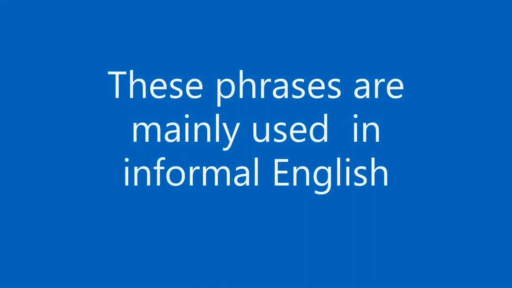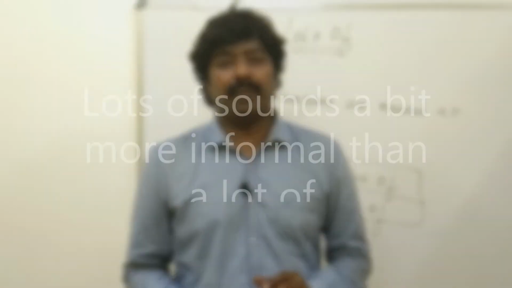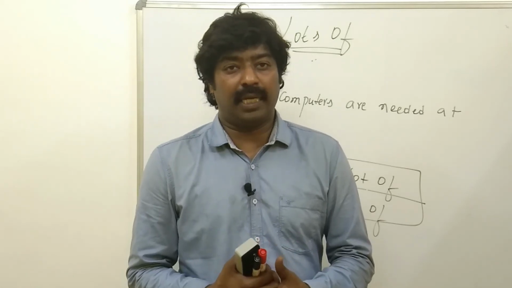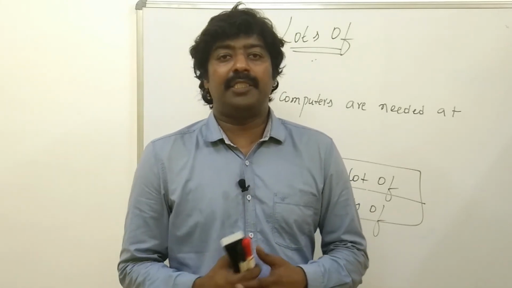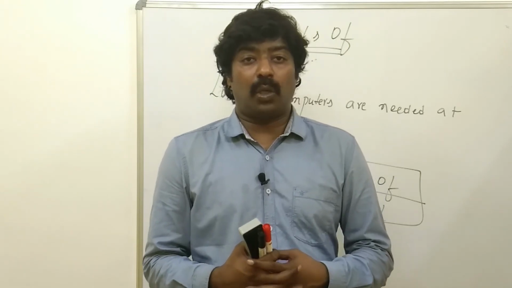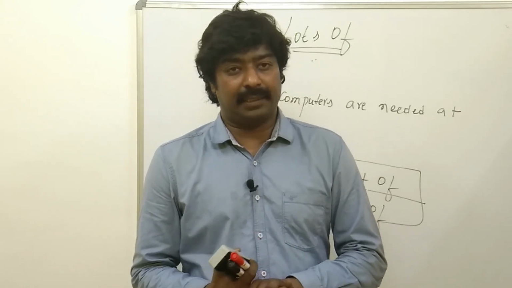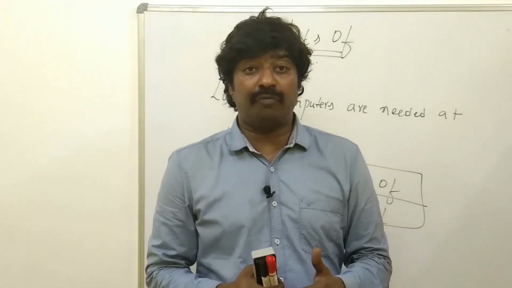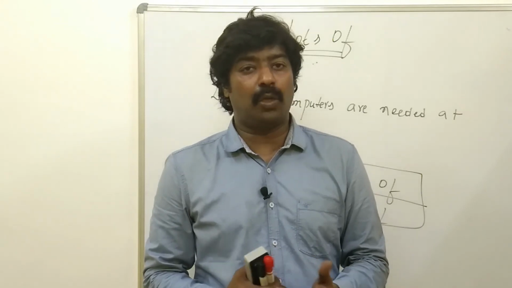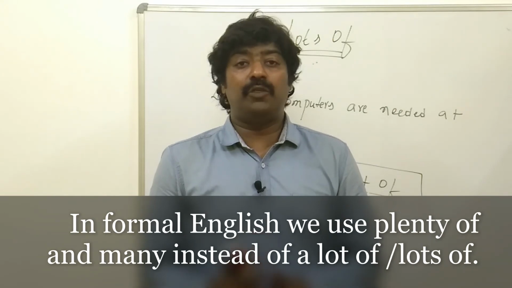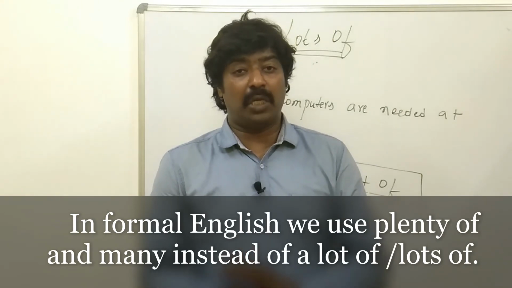Now, when do we use a lot of and lots of? Lots of sounds a bit more informal than a lot of. Both forms are used in singular and in plural sentences. It is not the phrase a lot of or lots of which determines singular or plural, but the noun of the sentence. In formal English, we use plenty of and many instead of a lot or lots of.